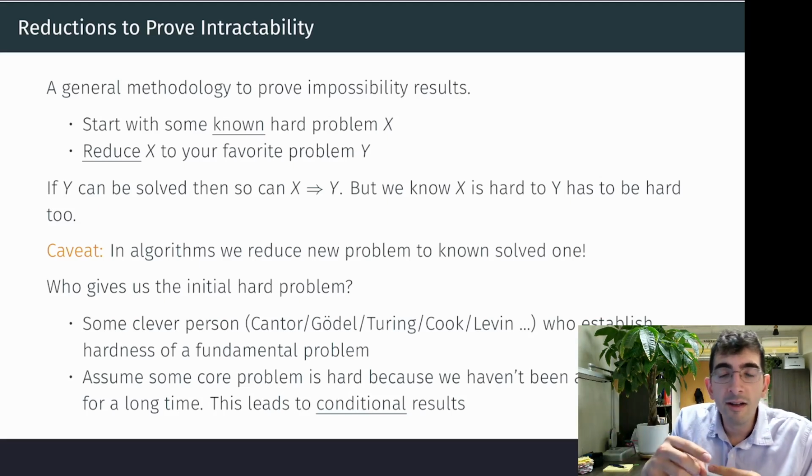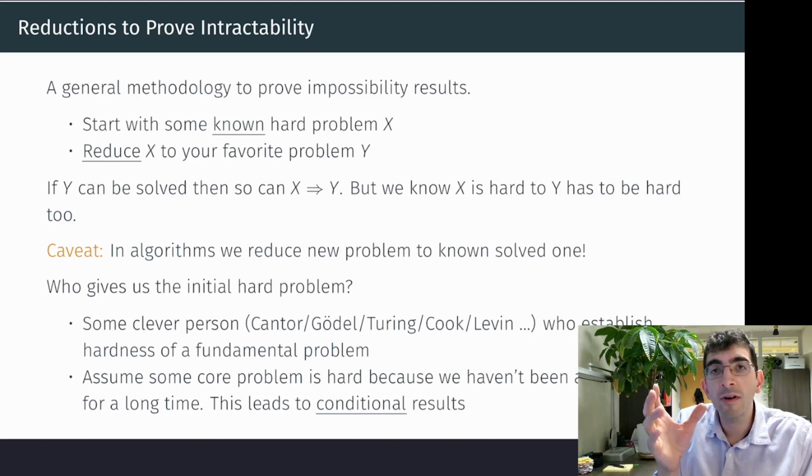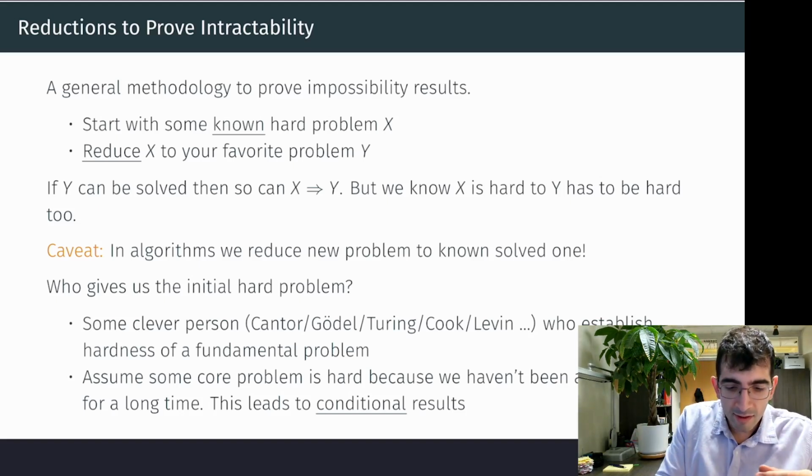On the other hand, we could also prove a problem is easy by using reductions. If, for instance, we know y is easy, we have an efficient algorithm for y, then if we reduce x to y, that means that x must be easy too.